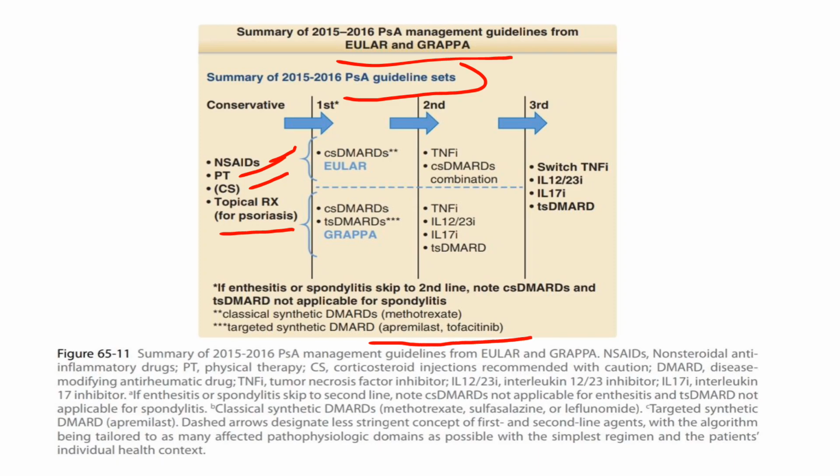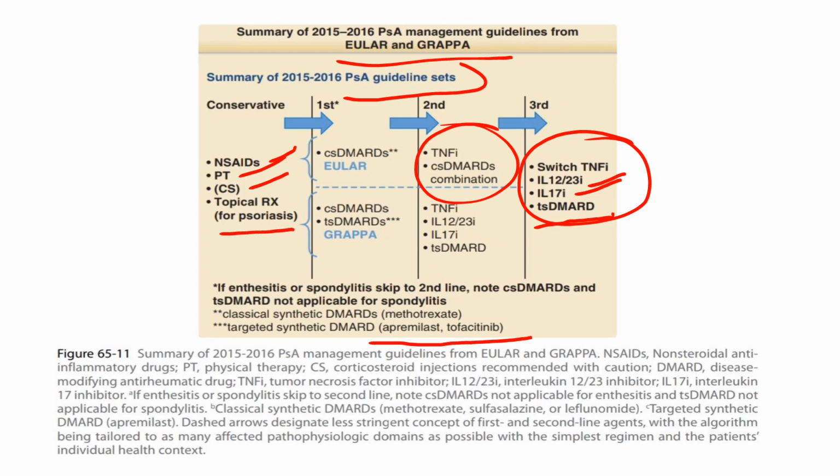Coming to the EULAR criteria, first patients are treated with classic DMARDs, and then second line includes TNF alpha inhibitors and classic DMARDs in combination. Coming to third line, switch to other TNF alpha inhibitors, interleukin 12 and 23 inhibitors, interleukin 17 inhibitors, and targeted synthetic DMARDs, which include apremilast and tofacitinib.